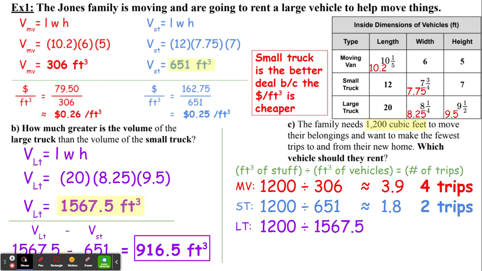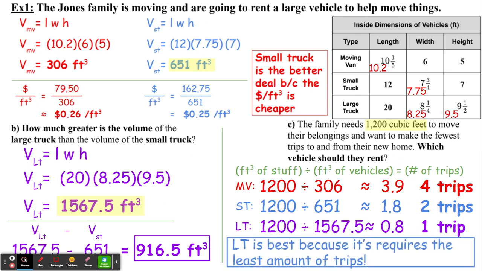The large truck: 1,200 divided by 1,567.5 equals about 0.8-ish if you round it off. So that's about 1 trip. To answer this question, we're going to say the large truck is the best because it requires the least amount of trips. They were focusing on making the fewest trips because their house is really, really far away, so they would possibly end up renting the truck for multiple days if they have to do multiple trips. So that's why they focused on the least amount of trips. That's what they value more.